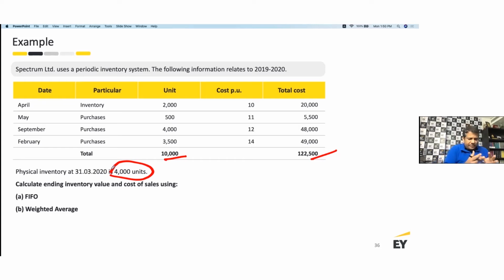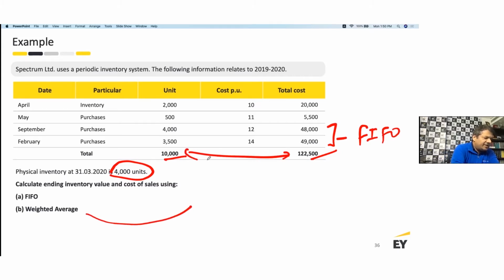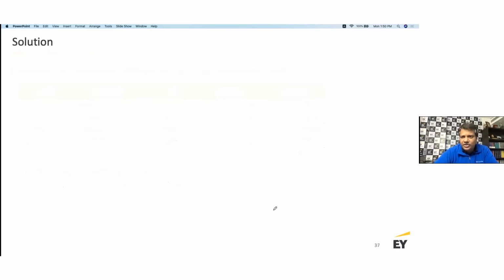That means the first 2,000 they already sold, 500 also. Another way of looking at it, very simply, the 4,000 is the last 4,000, which is 3,500 purchased at the rate of 14 rupees, and then out of the 4,000 purchased, 500 is left, so 500 into 12 rupees. This is relevant from a FIFO perspective. And when you do weighted average, then everything is relevant. What is my average cost? That's how my answer will change.